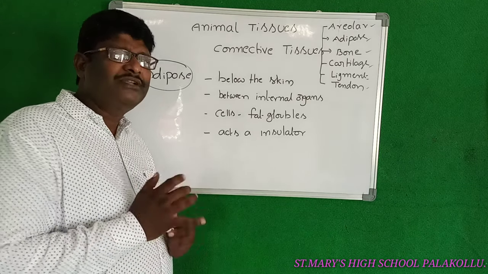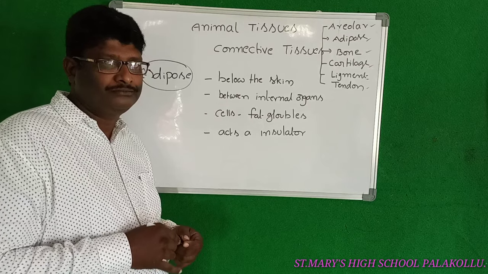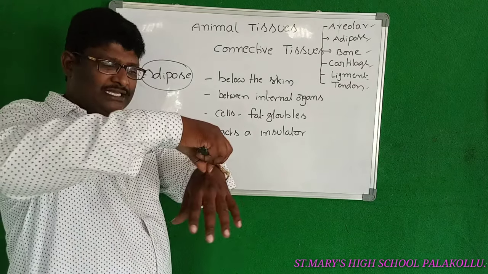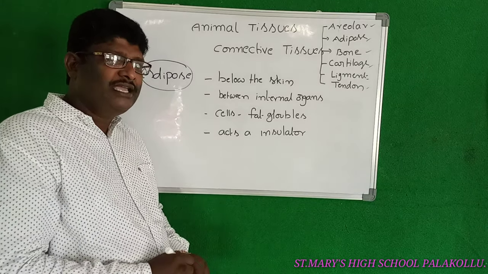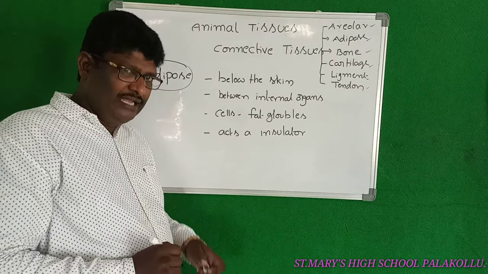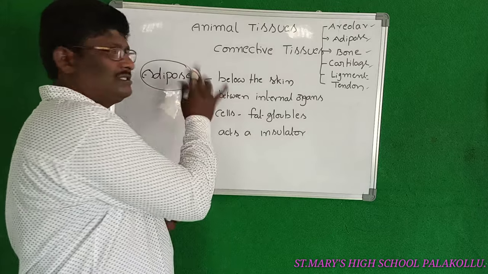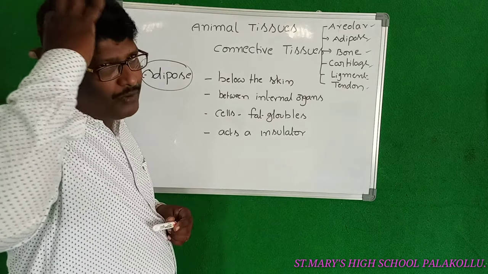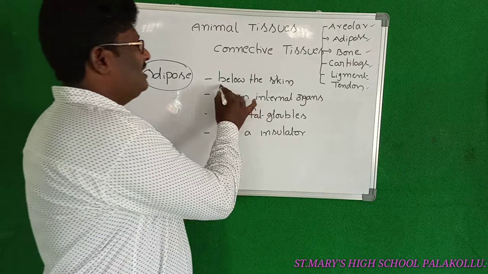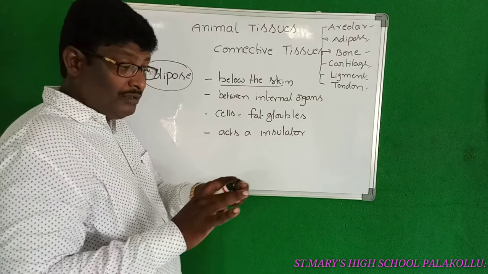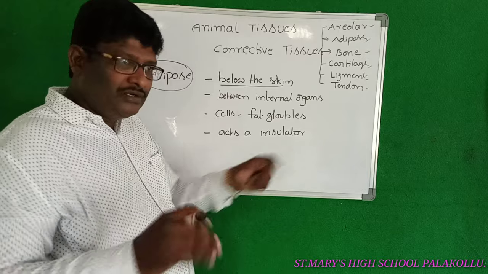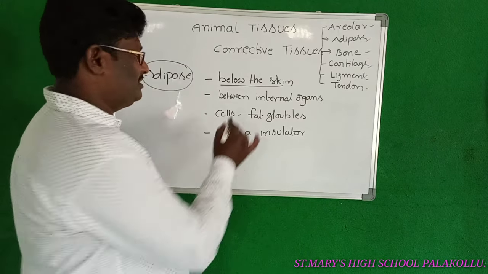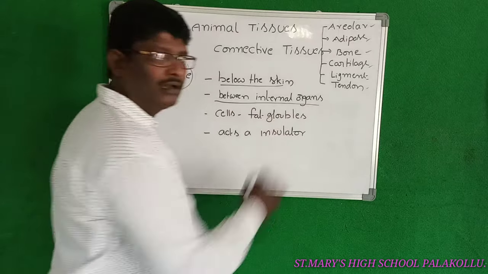Where is this adipose tissue located? Beneath or below the skin. For example, this is skin. Below the skin there is an additional layer that is called adipose. In a way, it is a fat layer. Adipose means fat layer. Below the skin and also between the internal organs, in the space from organ to organ, there is adipose tissue.